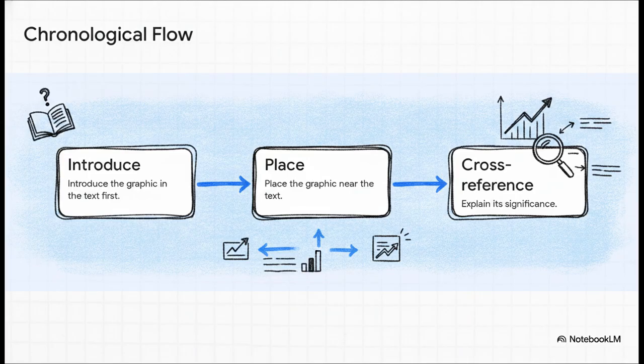The single most crucial rule for integrating visuals is this mandatory chronological flow. Never, ever just throw a graphic onto a page completely unexplained. You must first introduce it in the text, prepare your reader. Then place the graphic neatly as close to that text as humanly possible. And finally, you have to cross-reference it. Don't just lazily write, "see figure 2." Actually explain to your reader why it matters and what key trends they should be looking at. You're their guide. Lead them through it.